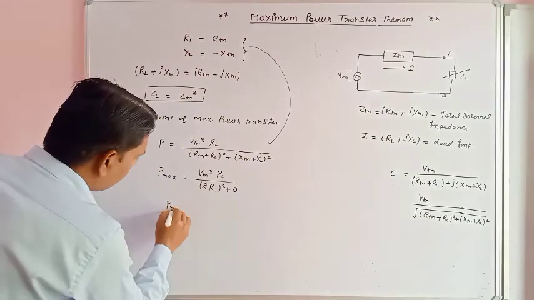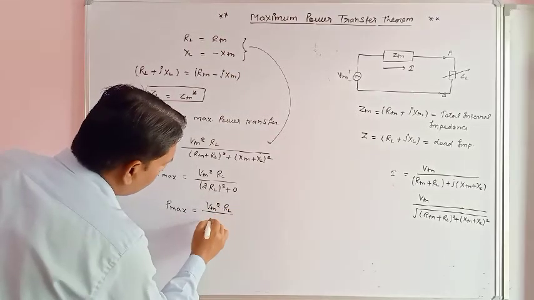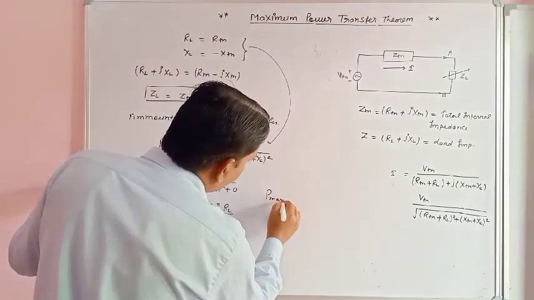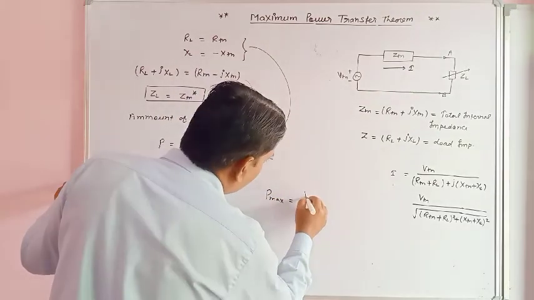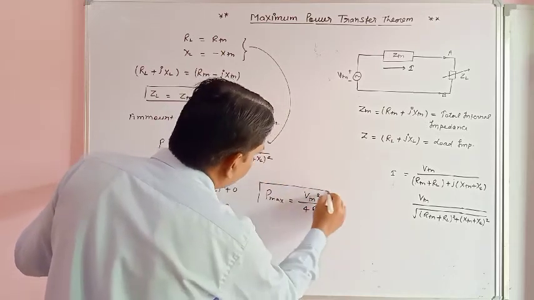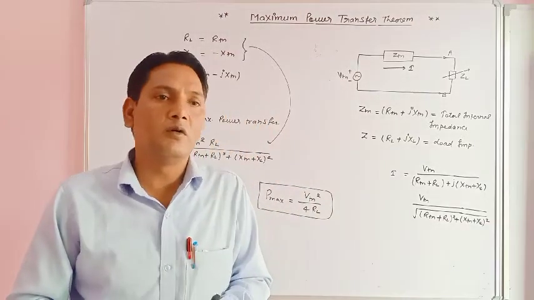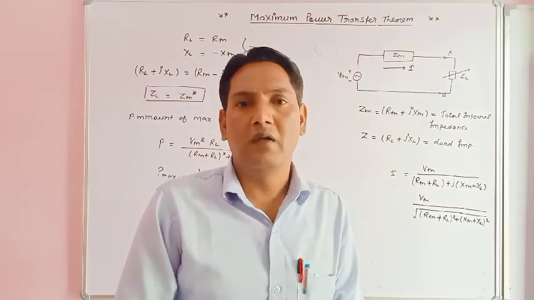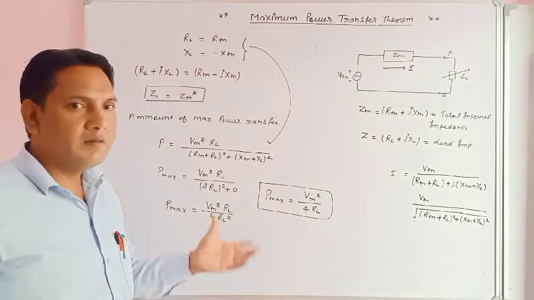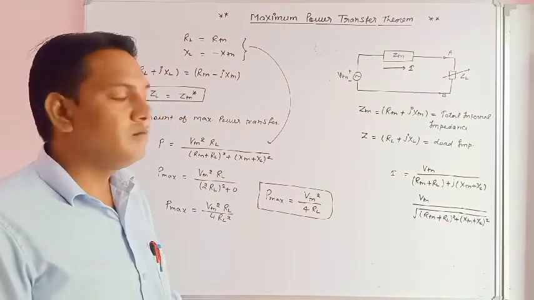So P max will be equal to VTH square RL upon 4RL square, and P max will remain the same as in the case of DC: VTH square upon 4RL. Why is it the same? Because I already told you that the active power transfer from source to load is only dependent upon the load resistance, because it is the active power. So in this way we have derived the condition for maximum power transfer, and also the amount of maximum power.